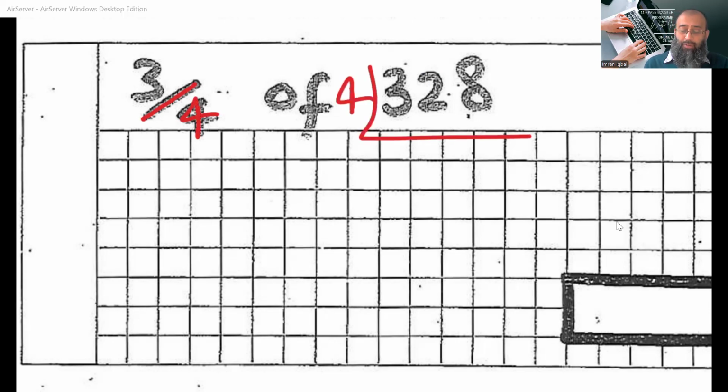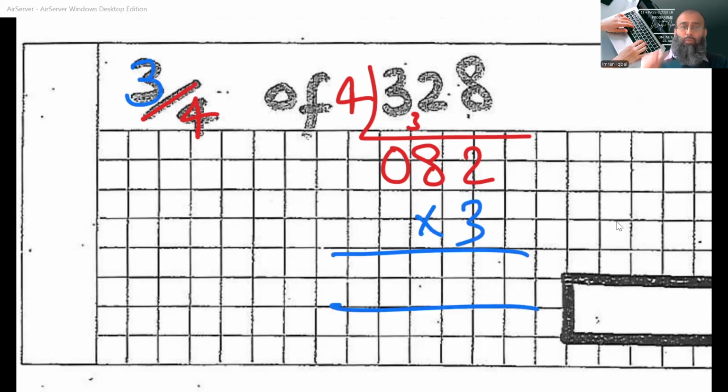How many 4s in 3 is nothing, remainder 3. How many 4s go into 32? That will give us 8. How many 4s go into 8 is 2. So 328 divided by 4 will give us 82. Then we have to multiply by the top number. So the reason why I do upside down bust up is because I need to carry on the calculation going down, and if I do it on the top, I'll go into a different question.